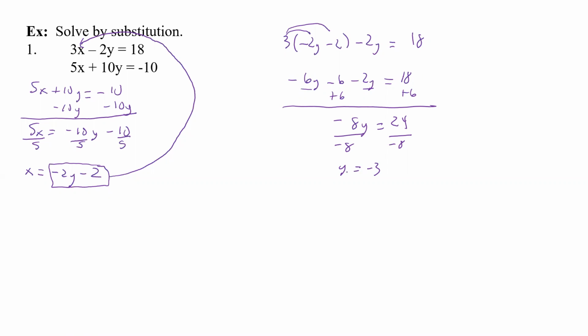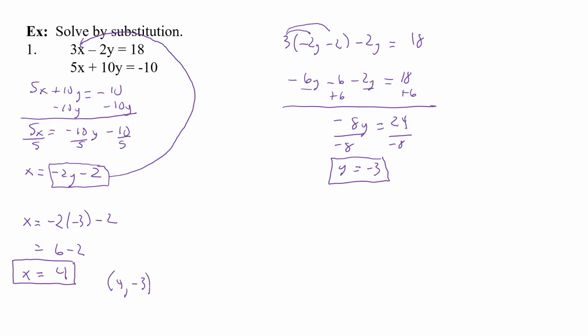Now, what do I do with that? Well, now I take this value and I can substitute it into one of the original equations and solve for the other variable. If I'm really sure that this was solved correctly, I can substitute it simply into here. If I do that, then I have -2 times -3 minus 2, and that's going to be 6 minus 2, which gives me 4. And so then I have my x and y, so my ordered pair is (4, -3).